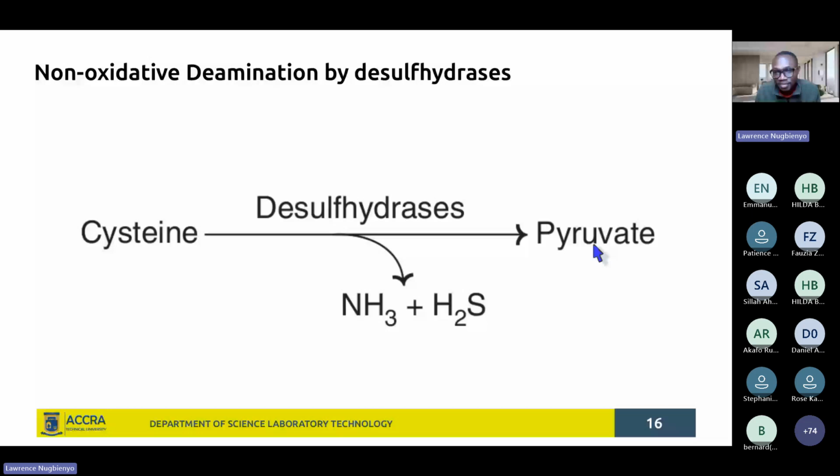So pyruvate you will find at the beginning of the TCA cycle. Alpha ketoglutarate is somewhere along the cycle. So pyruvate is also what you get from, say, the process of glycolysis that goes into the TCA cycle. So you see, cysteine, which is an amino acid, is producing pyruvate, and pyruvate goes into the TCA cycle and produces energy for you.